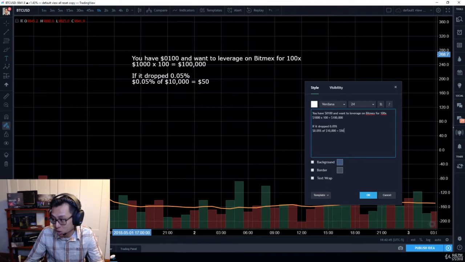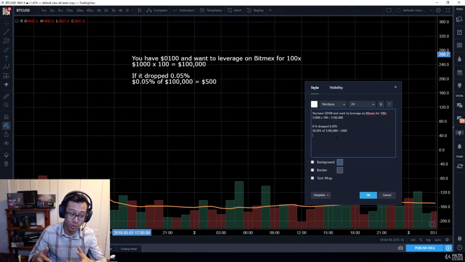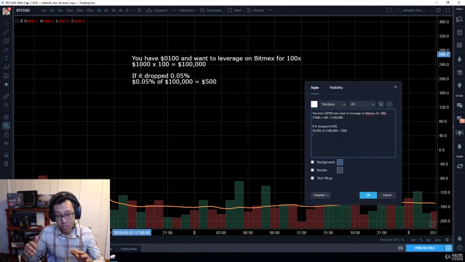If it dropped 0.5%, you would have actually lost $500 already, which means that if it dropped only half of a percent, you would have lost half of your money already because you still have to pay back the exchange and the funder. So guys, leveraging is not cool. Not cool at all.